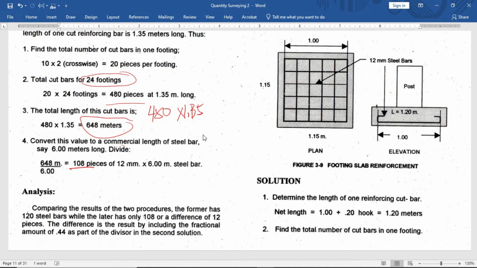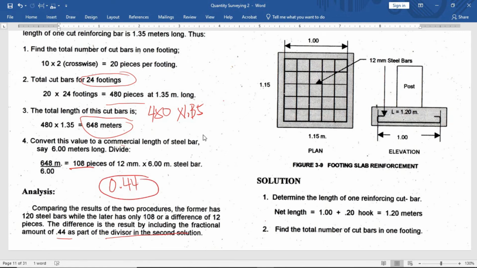So, comparing the results of the two procedures, the former has 120 steel bars while the latter has only 108 or a difference of 12 pieces. The difference is the result by including the fractional amount 0.44 as part of the divisor in the second solution. Yan yung result ng pag sinasama natin yung fractional amount. Ito.